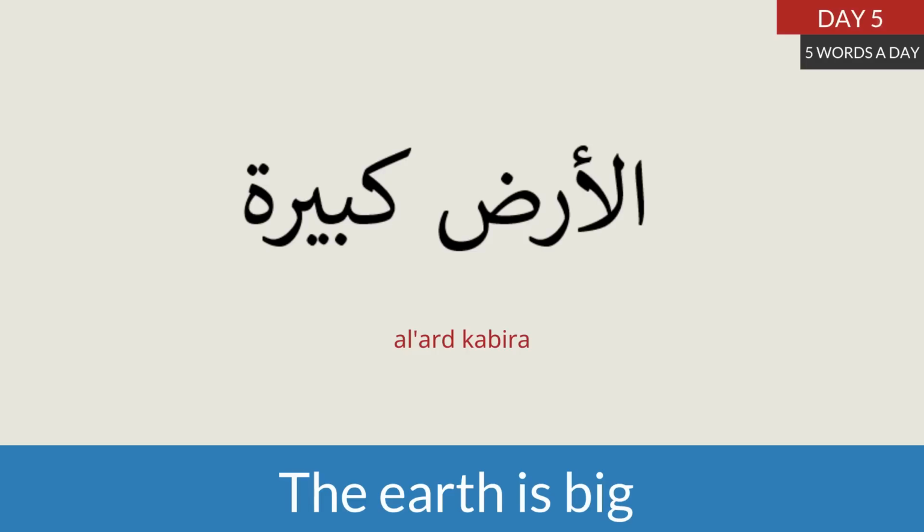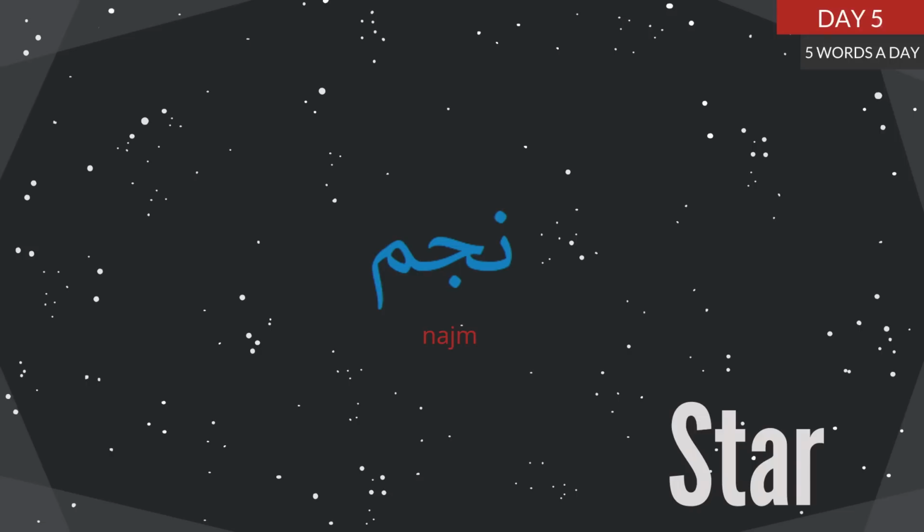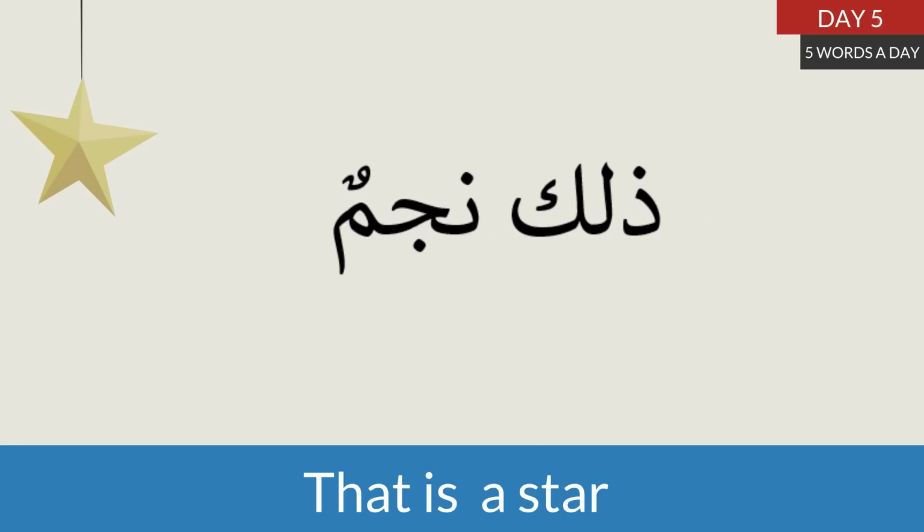The next one, Najm, star. Let's repeat. Najm, star. Let's see an example. ذلك نجم. That is a star. Let's repeat. ذلك نجم. That is a star.